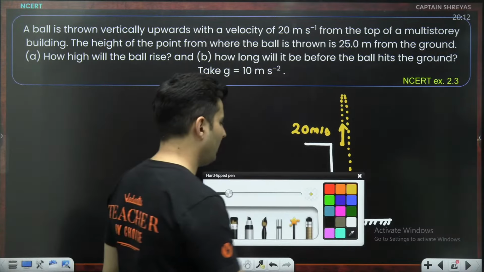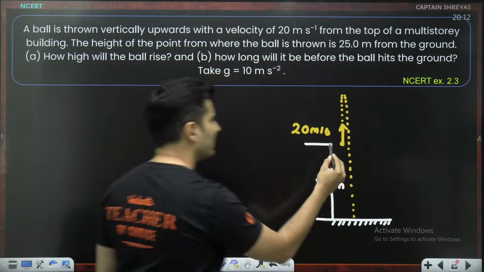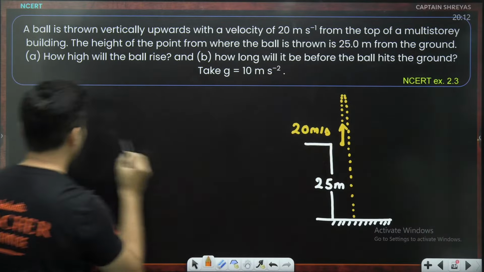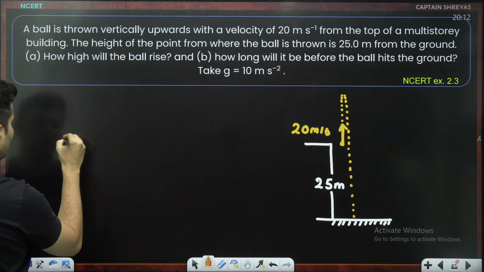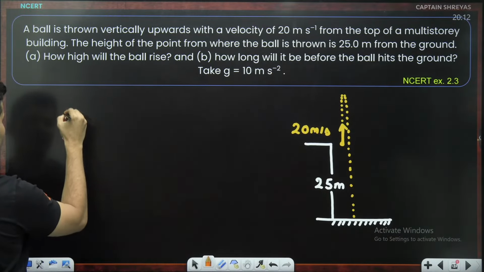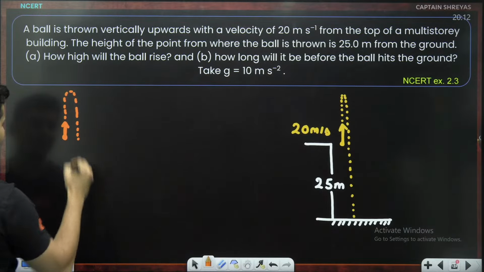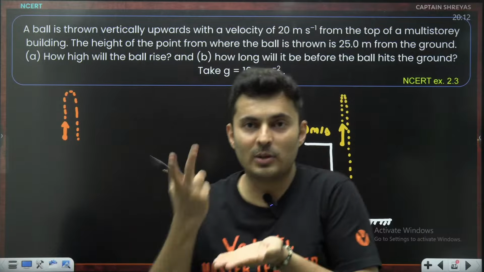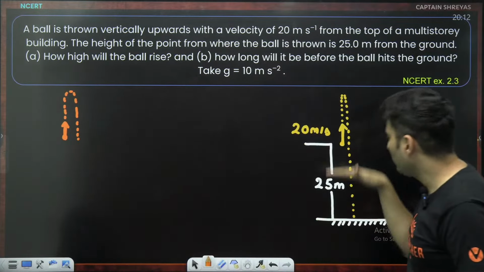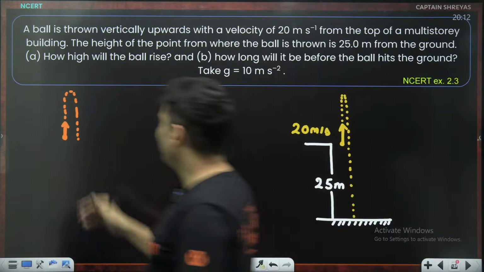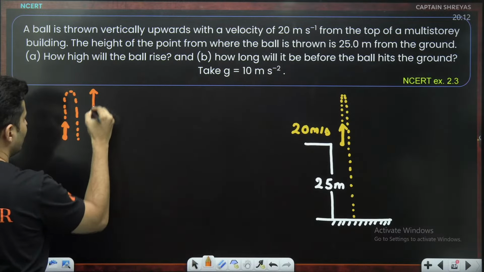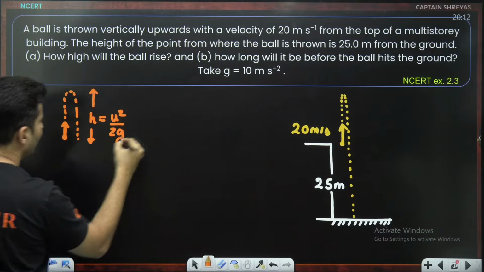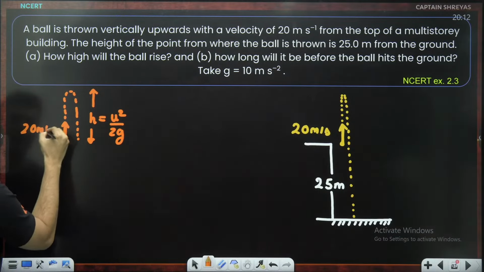I think for this part, what you can do is only consider this section of the journey. If you just consider this section, this looks like your normal vertical projectile motion where you are throwing the ball from the ground. Just that instead of the ground being here, now it is here. And for this part of the journey, I can find the height using the u square by 2g formula, with this speed being 20 meters per second.